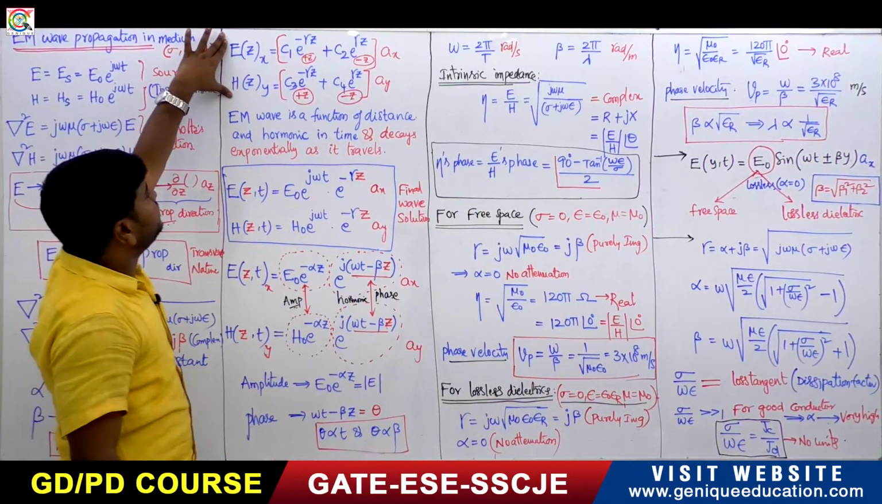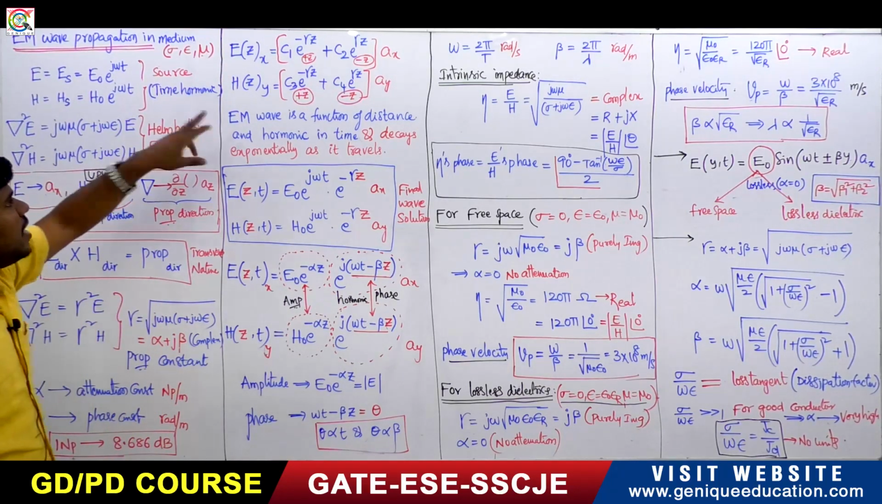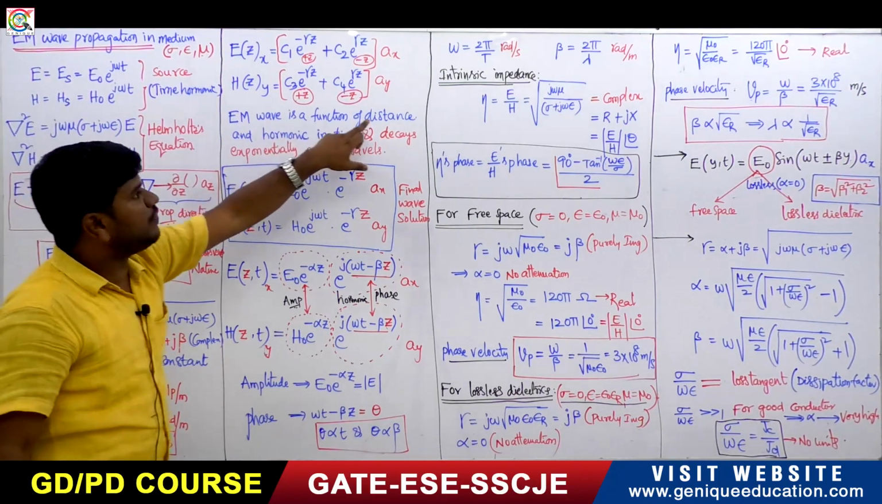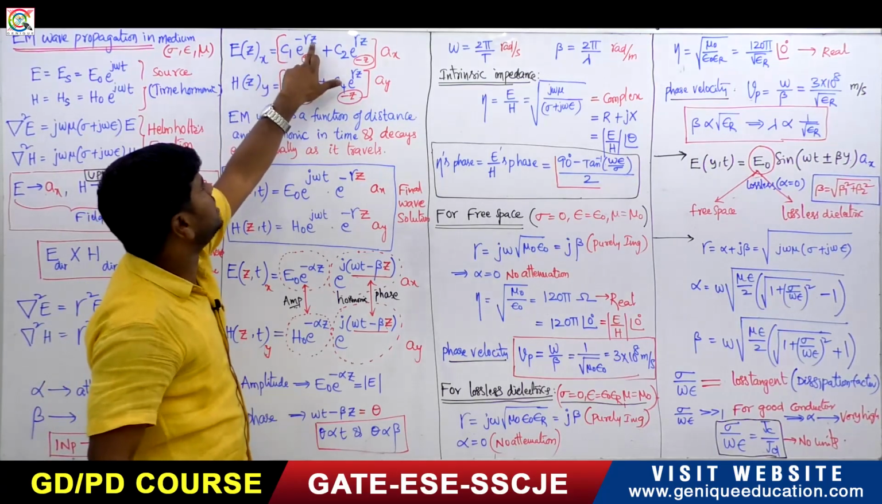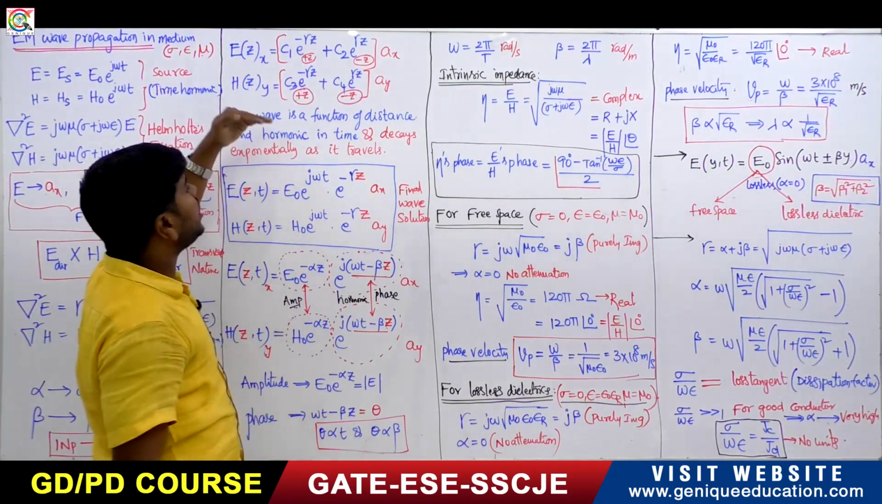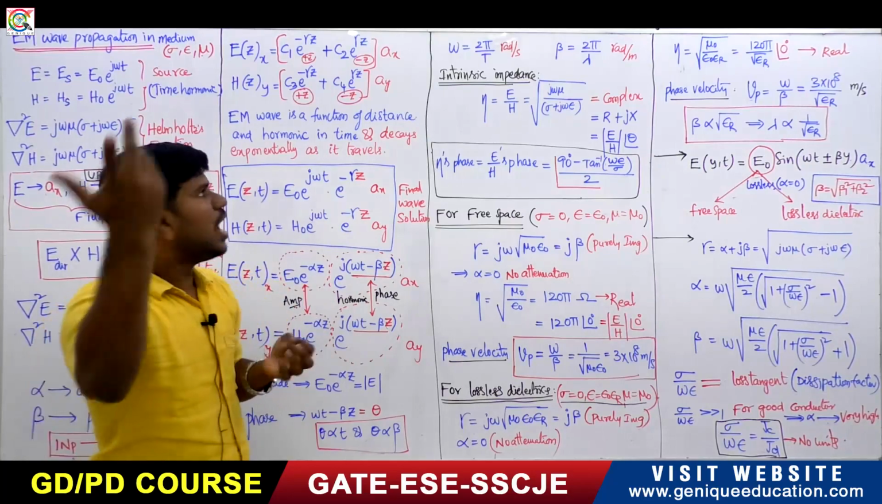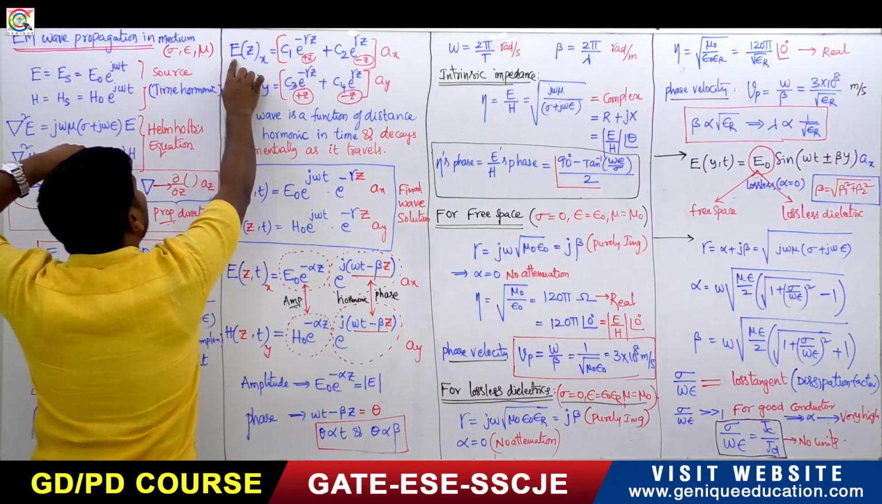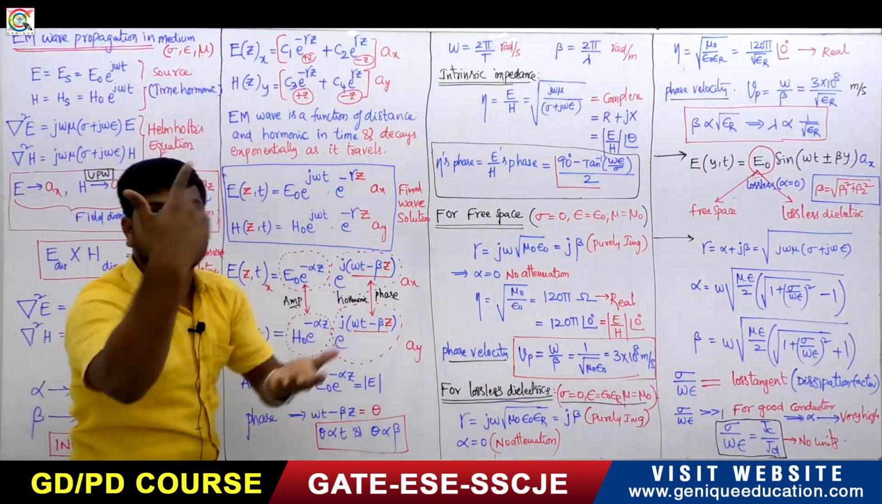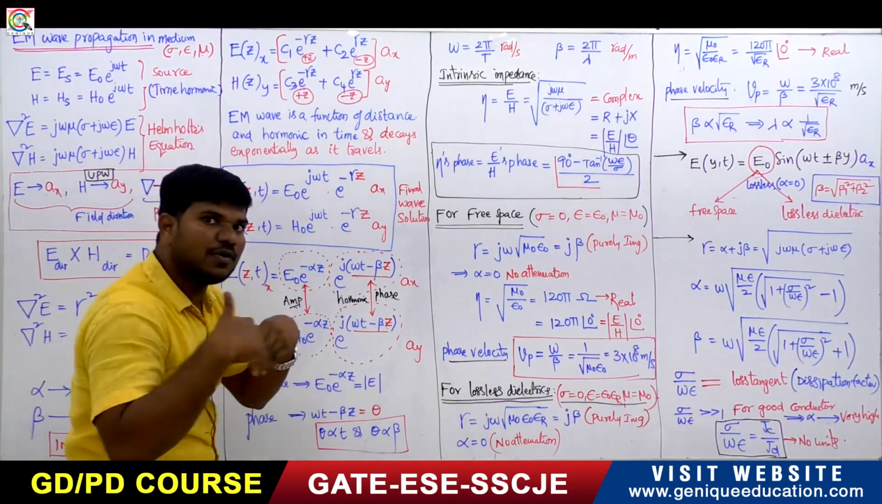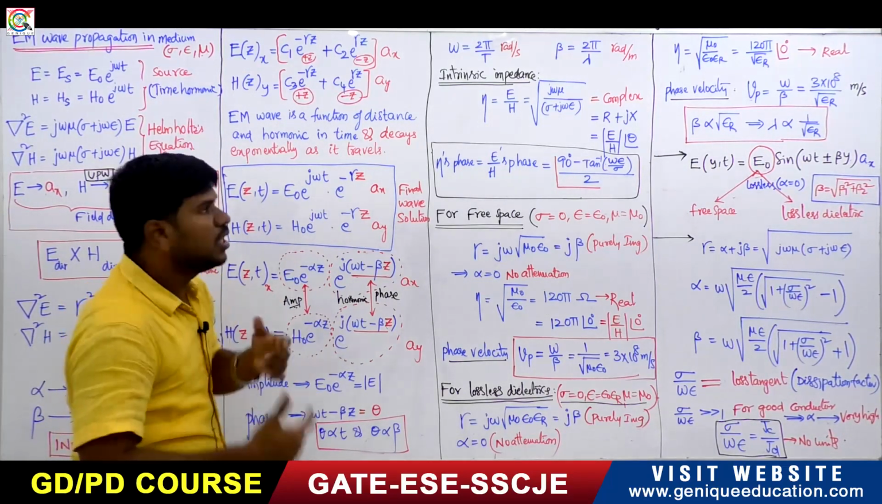So these two are the EM wave equations. What is this? The wave is a function of distance, right? Z is nothing but a function of distance, and harmonic in time also. Already we know what this is. Whatever we have taken, we are just hiding the time harmonics. Okay, so we have to represent the time harmonics also.